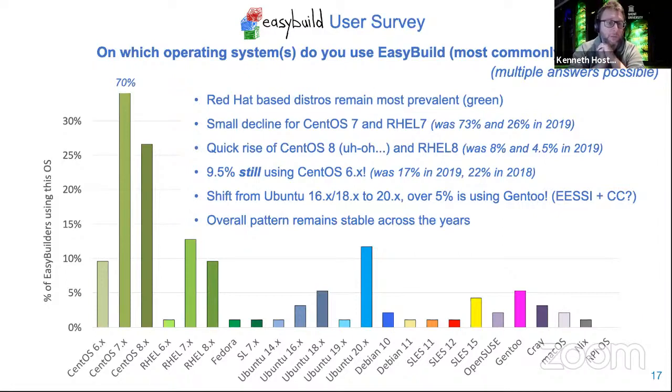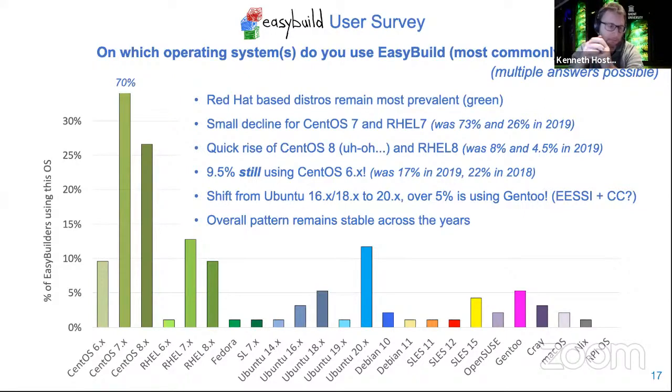People who use Ubuntu seem to be more aggressive, maybe, in switching to a newer version of the operating system. And we also have Gentoo now as a new entry. So this was not listed as an option in previous editions of the survey. You could add it as an other category yourself, but now we've added it here, and about 5% of the people were using EasyBuild on top of Gentoo.